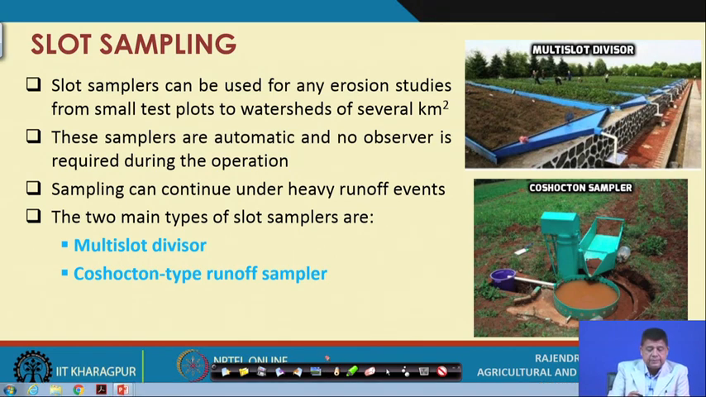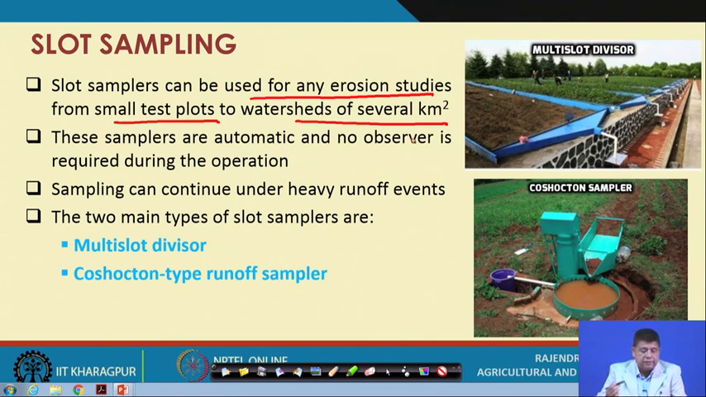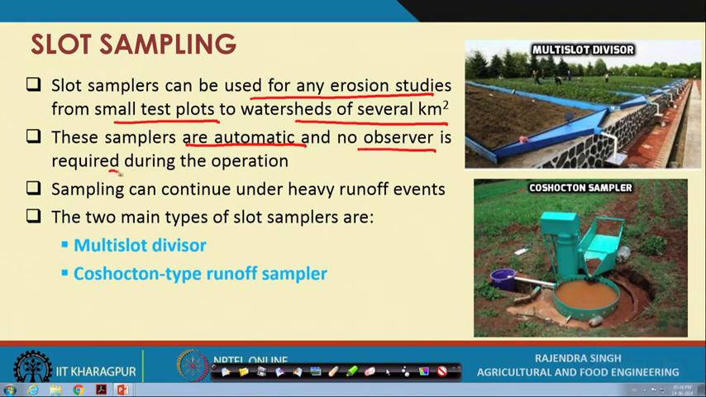Slot samplers are used in erosion studies from small test plots to watersheds of several square kilometers. That means there is no limit. Various kinds of slot samplers are available, which can be used for smaller or larger study areas. These samplers are typically automatic, and no observer is required during the operation. So, all around the clock data could be obtained, and the sampling could continue under heavy runoff events. So, various limitations which are there with the runoff plots can be taken care of using the slot samplers.